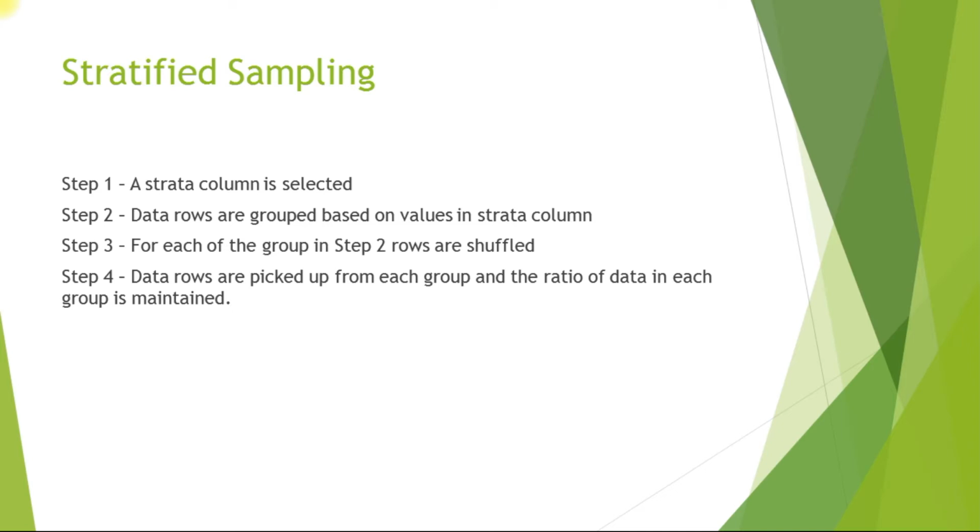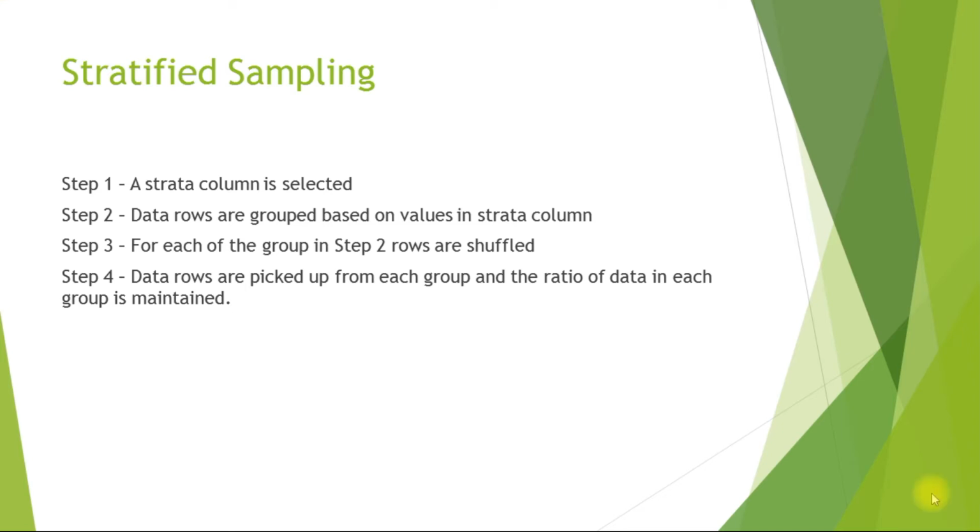So this is the theoretical part. Do not worry about this. We will see stratified sampling in action when we are in Azure Machine Learning Studio. But just have the steps in mind. First step is to select the strata column in the dataset. Based on the values of the strata column, data rows are grouped. Then for each group, the rows are shuffled and data rows are selected from each group in such a way that the ratio of data present in the entire dataset is maintained in the sample data as well. Okay, so we have had enough of theory.